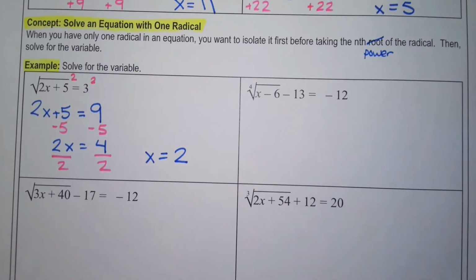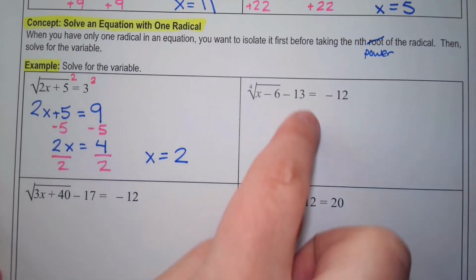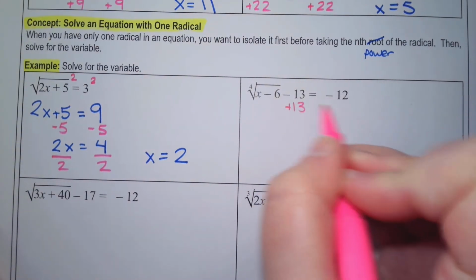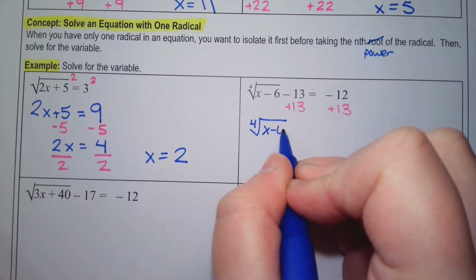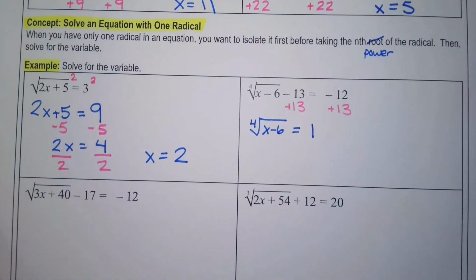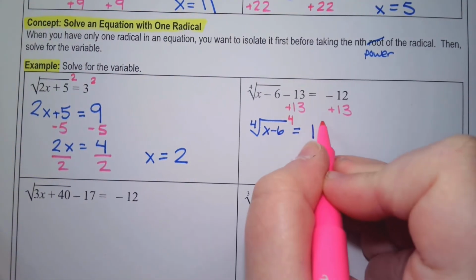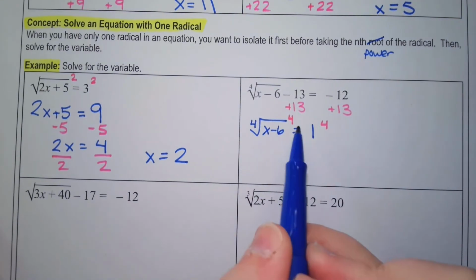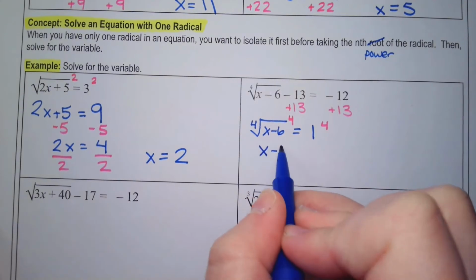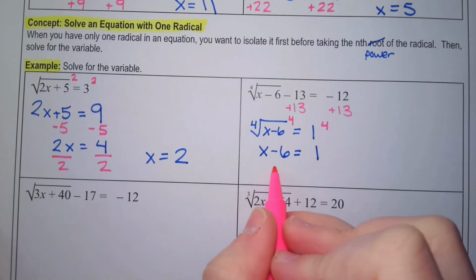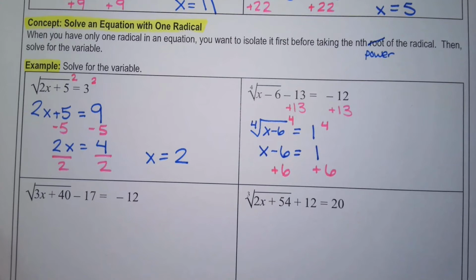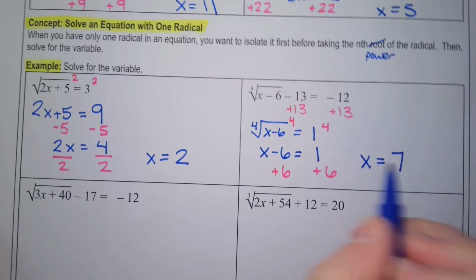All right, this next one. The fourth root of x minus 6 minus 13 is equal to negative 12. As you can see, the radical is not isolated. We have a minus 13. So we have to add 13 to both sides first. So the fourth root of x minus 6 is equal to 1. Now is when we do the fourth power. Fourth root and fourth power cancel out. So x minus 6 is equal to 1 to the fourth power, just stays 1. And now solve for x. Add 6 to both sides. And we get x is equal to 7.